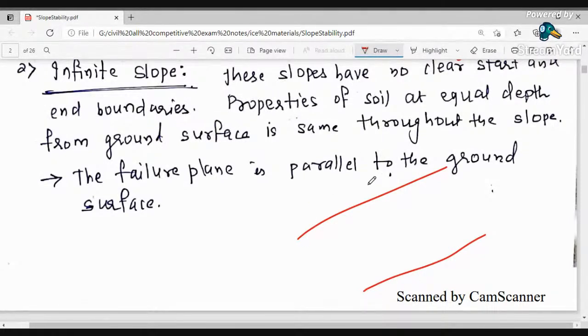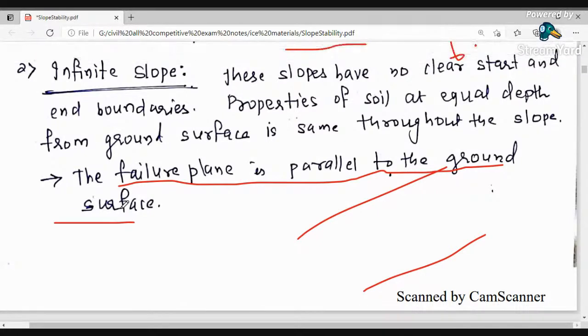The property of the soil at equal depth from the ground surface is the same throughout the slope. The failure is parallel to the ground surface. A basic difference to say: in an infinite slope the failure is basically parallel to the ground surface, right? So the failure is parallel to the ground surface.